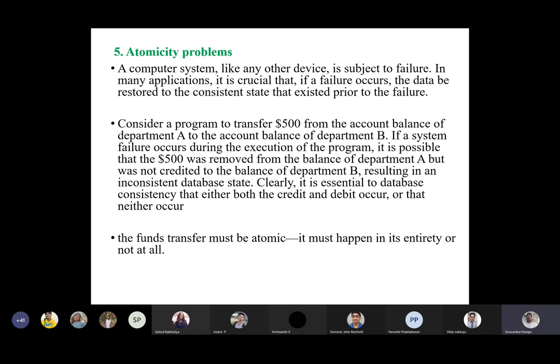Database management systems take care of this atomicity problem by ensuring that the transaction is atomic. The fund transfer should be atomic. It should happen entirely or not at all. It is essential that if some amount is debited, it should be credited. Either both operations, debit and credit, occur together, or neither of them occurs. It is known as atomicity. The atomicity problem is handled by the database management system, whereas file processing systems cannot handle it.